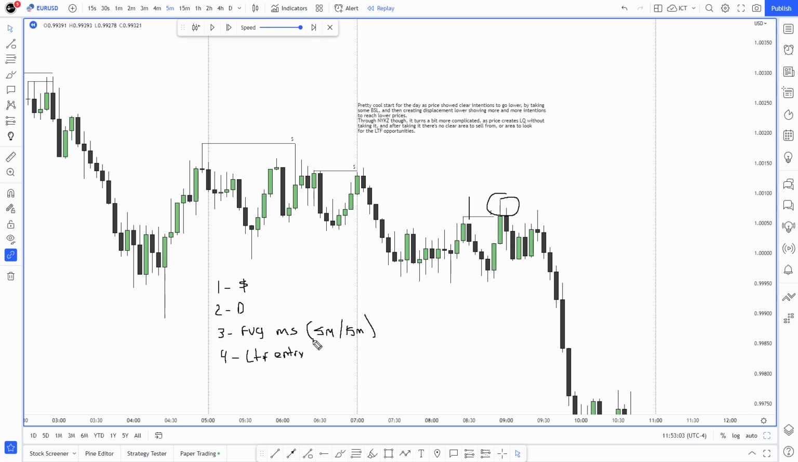I'm waiting for the 5 and the 5 or the 15 to create a fair value gap and a market shift, and then look for the lower time frame entry. Which, as you'll see, we do have an entry here in the lower time frame. If I remember correctly, after taking all of this buy side, right? But we'll discuss that in a second.